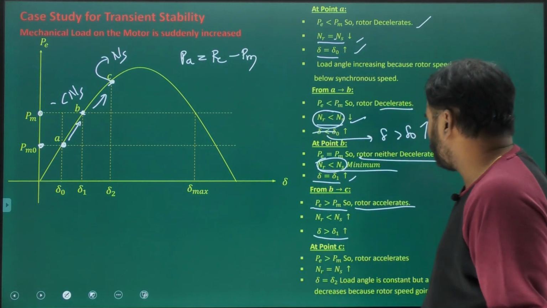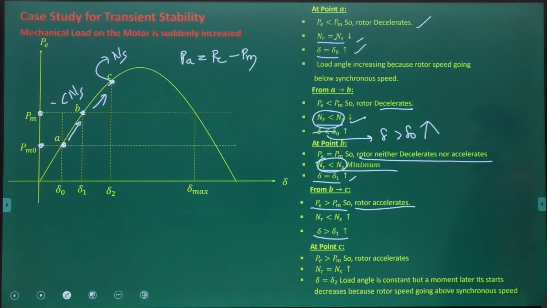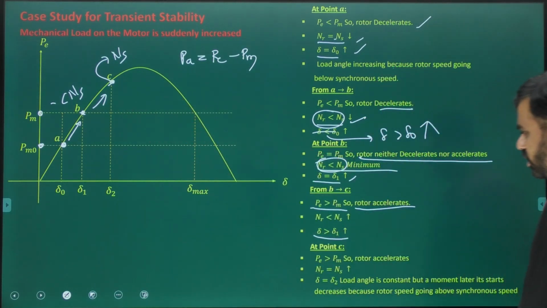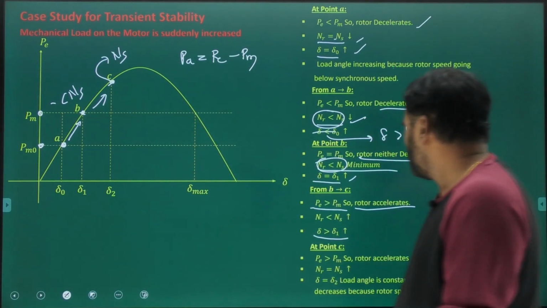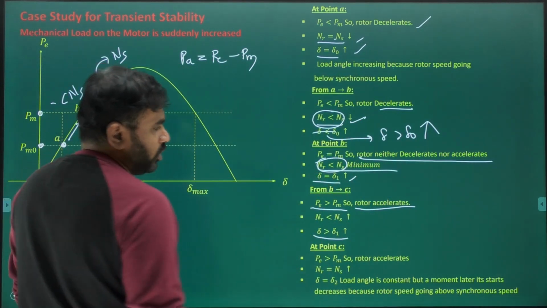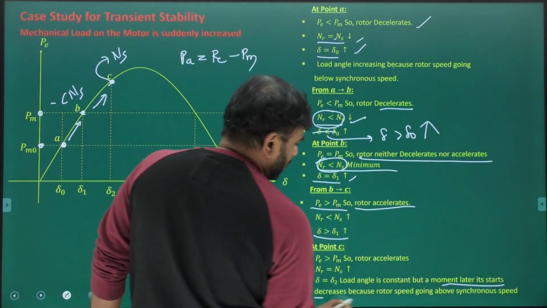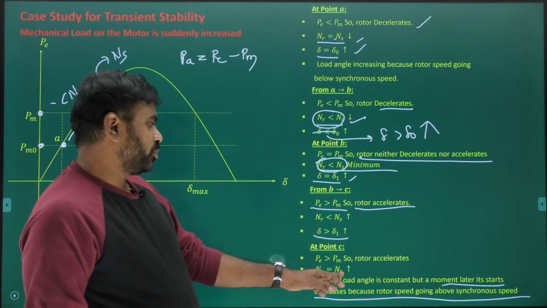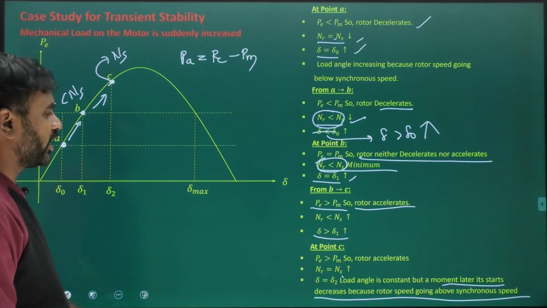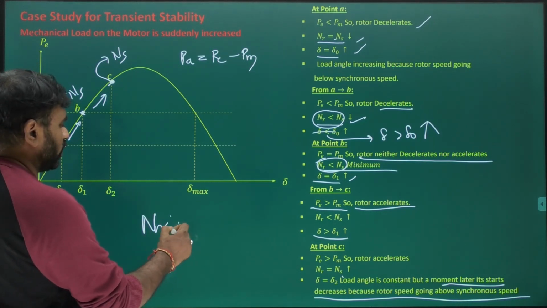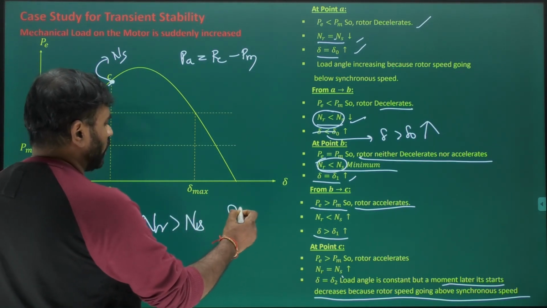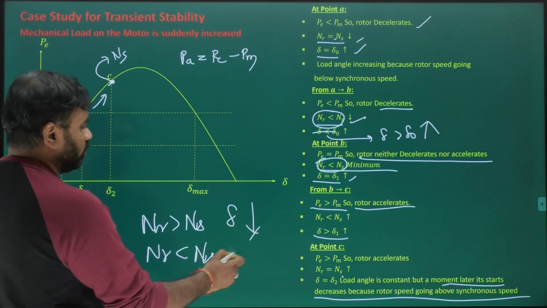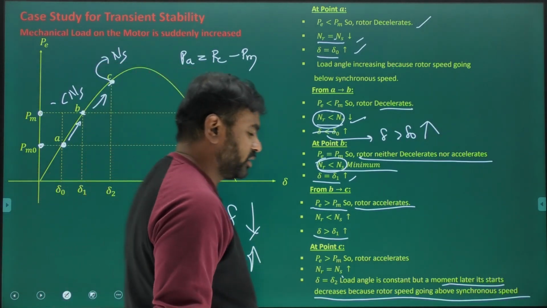Okay, so if the rotor speed is caught at synchronous speed but increasing trend only, why? Electrical power is greater than mechanical power. So load angle is what now? Load angle is constant, but a moment later it starts to decrease because rotor speed is going above synchronous speed. Why? Because rotor speed is in increasing trend. If rotor speed is going above synchronous speed means what happened? Rotor speed greater than synchronous speed means load angle is decreasing. Motor action, less than synchronous speed, load angle will increase. For motor action I am writing, sir.